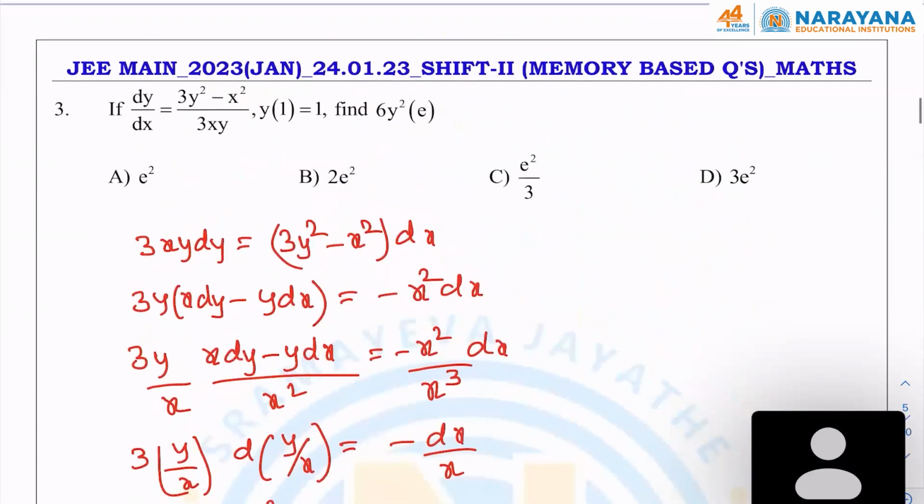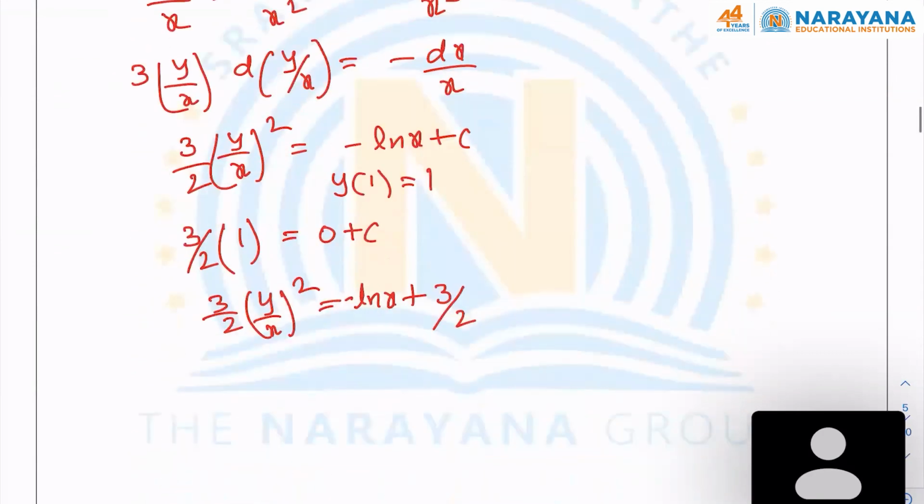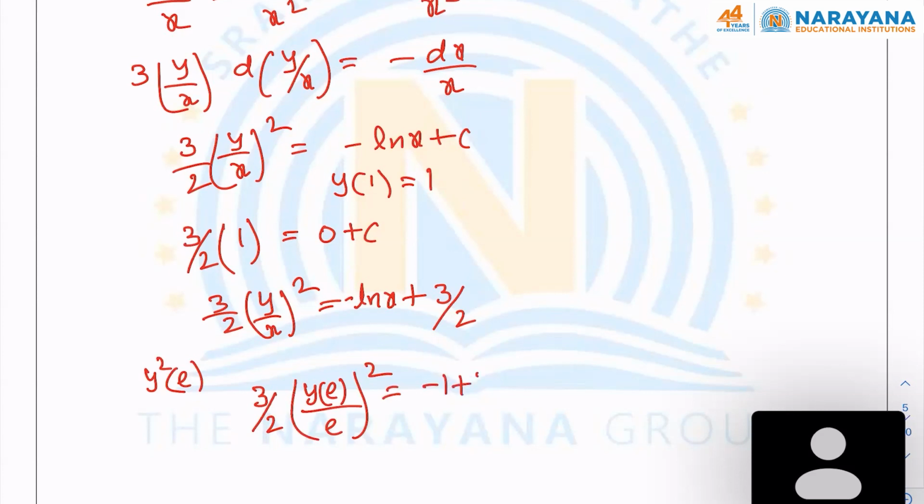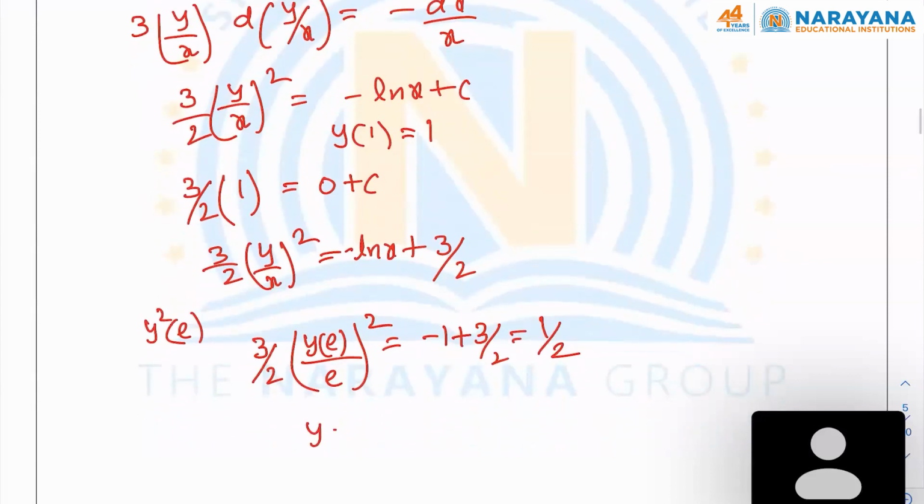Now they're asking y square e. So in place of x, I have to substitute e. 3 by 2 into (y of e by e) whole square is equal to minus ln e, which is minus 1, plus 3 by 2, which is equal to half. So y of e whole square is equal to 1 by 3.